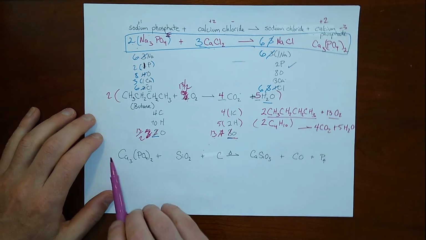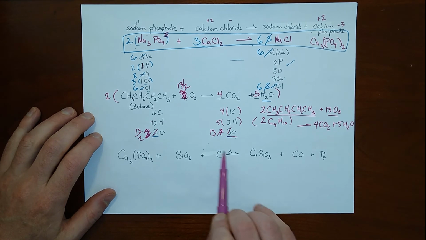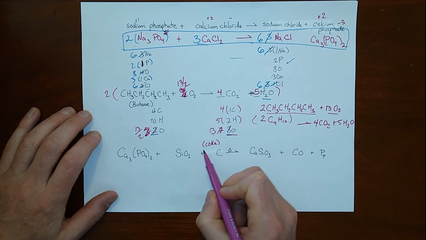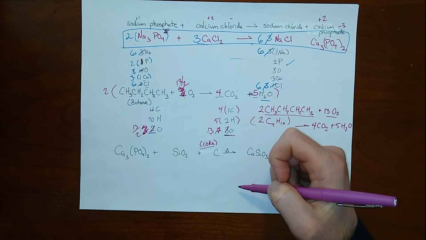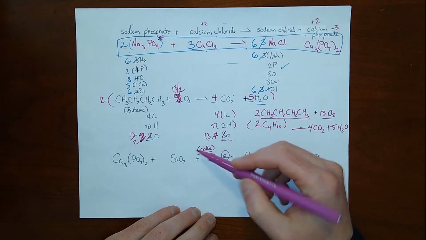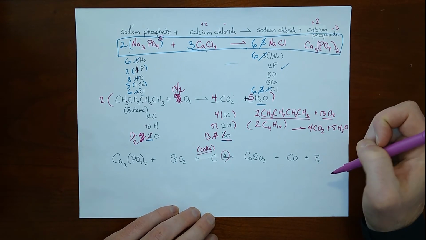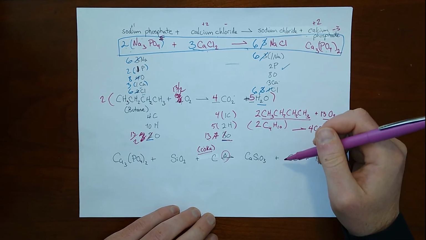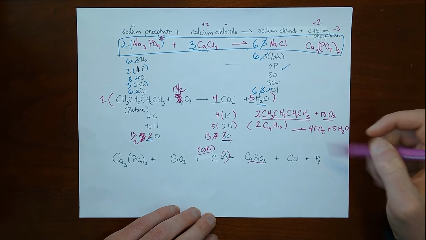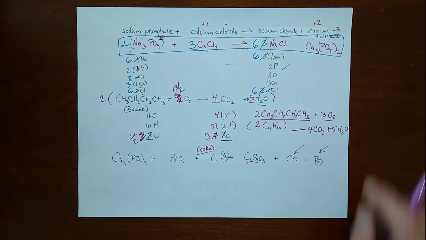Okay, last example. Calcium phosphate plus silicon dioxide plus C, so this is just carbon. What's actually going on here is a reaction of heating using coke, which is basically coal in a sense, or it's pure carbon. And again, you can see the heat being applied here, so we're heating them using carbon as the fuel source, or a side reactant, if you will. And that produces calcium silicate and carbon monoxide and phosphorus, in the form of P4.